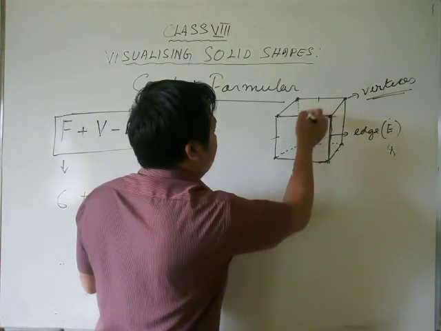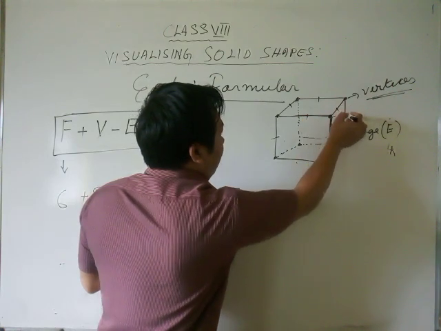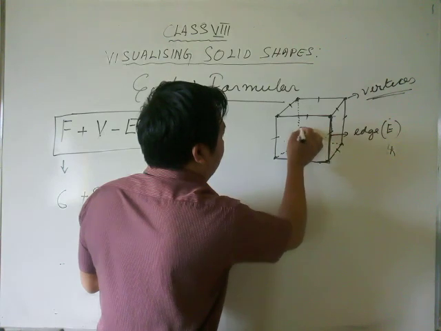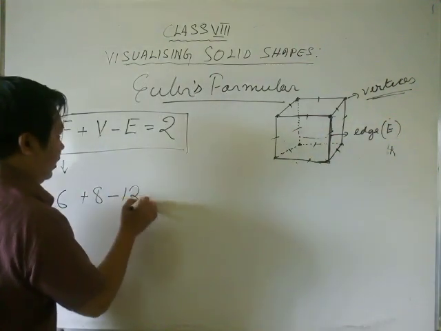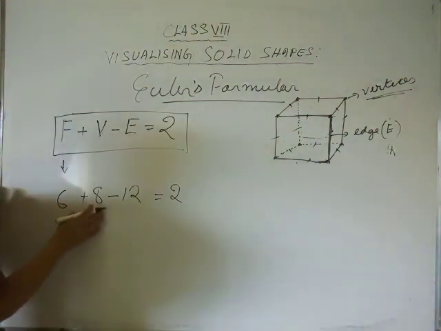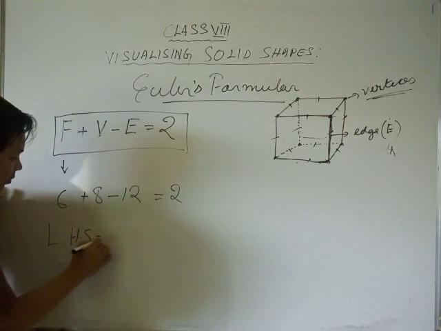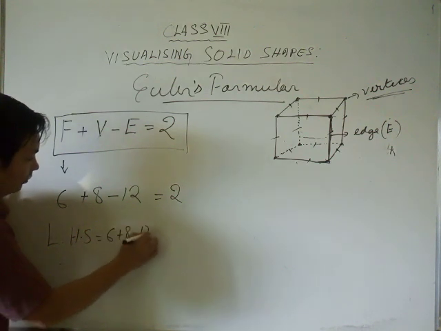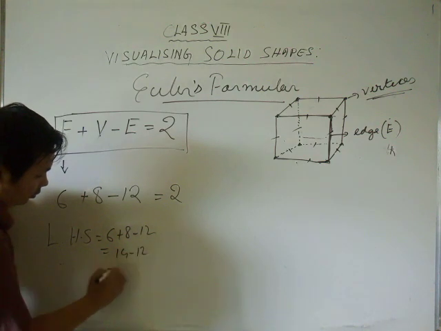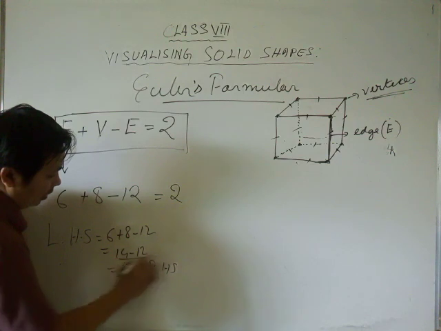1, 2, 3, 4, 5, 6, 7, 8, 9, 10, 11, 12. 12 edges are here, equal to 2. Let us see whether this is correct or not. On the left hand side, it is 6 plus 8 minus 12. 6 plus 8 is 14, minus 12 is equal to 2. That is equal to the right hand side. Yes.